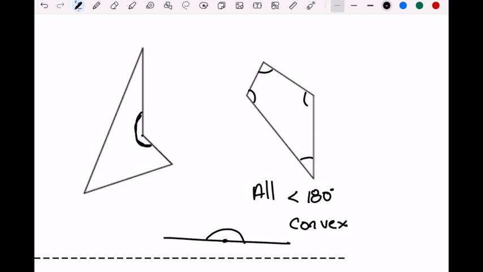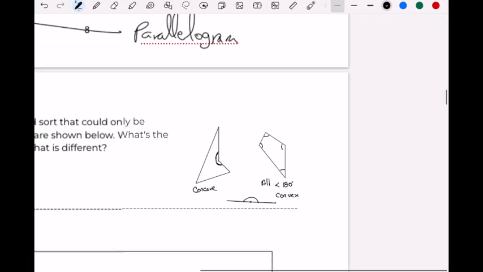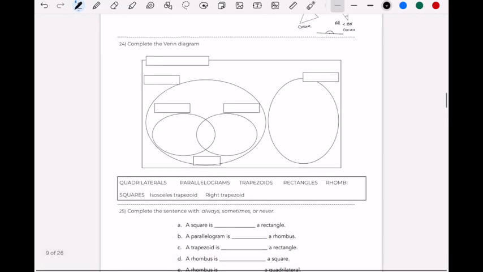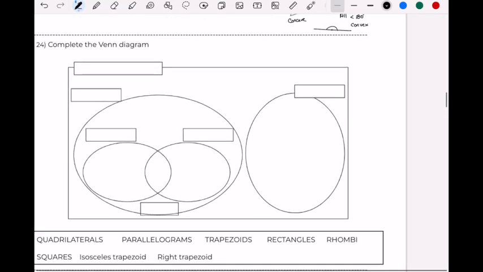So for example, here I have an angle greater than 180. No, it's greater than the flat line. So this one is called concave. Two words that you need to know.